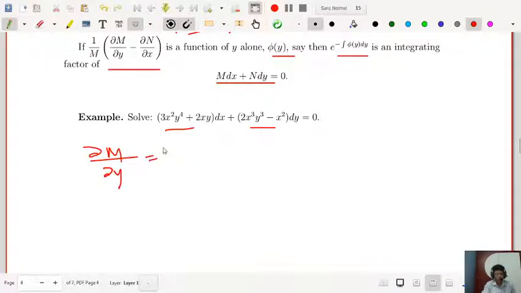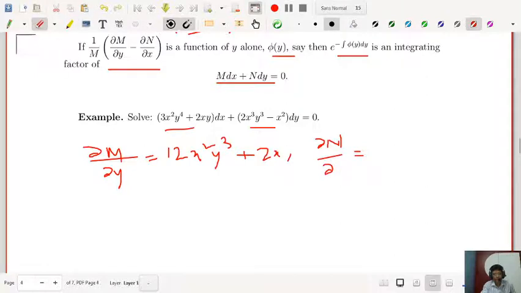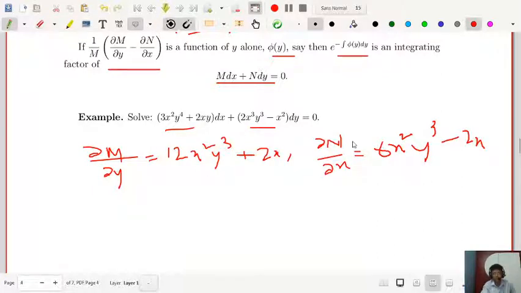So your del m del y is 12 x square y cube plus 2x, because with respect to y, and your del n del y. In every problem you have to calculate del m del y minus del n del x. First you check the exactness, whether it is exact or not. So what is your del n del x? Del n del x is 6x square y cube minus 2x. So it is not exact, it is not homogeneous.